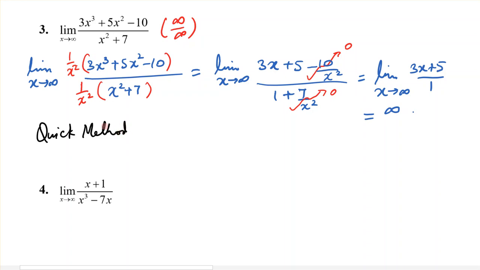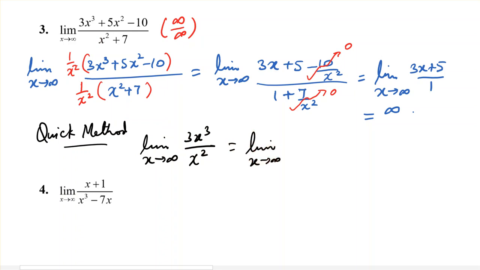In this case, the leading terms would be 3x cubed and x squared. And we notice that x squared cancels and we are getting 3x, and you can just plug in the value, 3 times infinity. Again, it's going to be a really, really big number. So you can again see that in each case, whether you use the quick method or the longer method, you get the same answer in the end.